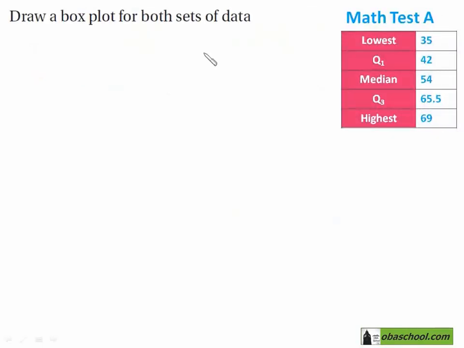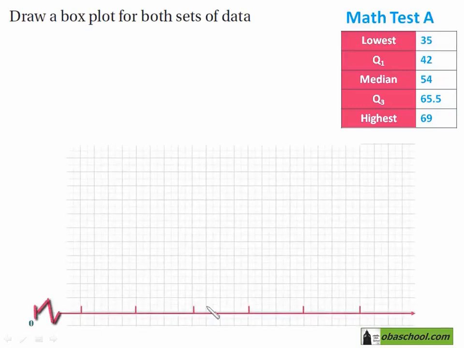Now for math test A, we're going to go ahead and do the same thing. We already have the data, the lowest and highest value. We have Q3, median, and Q1. So on a scale of 10, I'm going to put an annotation on the left side, since none of the scale is useful. I'm going to first plot the points that we're going to use. We're going to use 35 for the lowest. I'm going to add a scale of 10 all the way from 30.